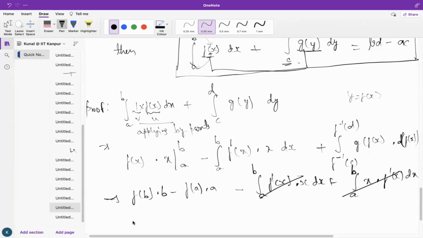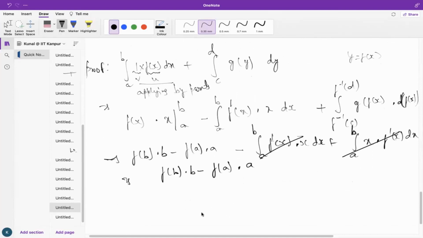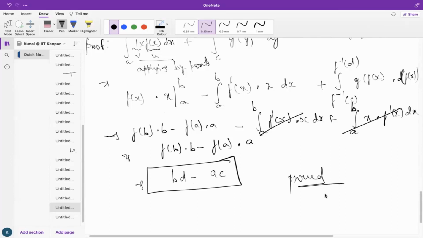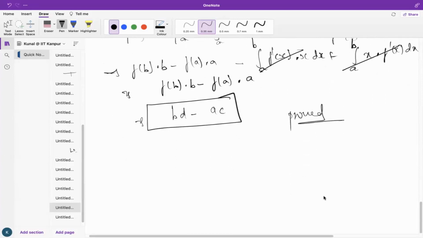So in the final result, what do we get? We get f(b) times b minus f(a) times a. And we know that f(a) is equal to c and f(b) is equal to d. So we get bd minus ac. So this is our proof. Now let's move on to our example.